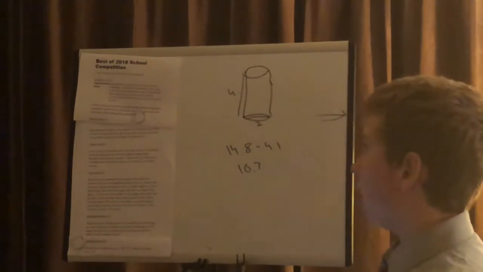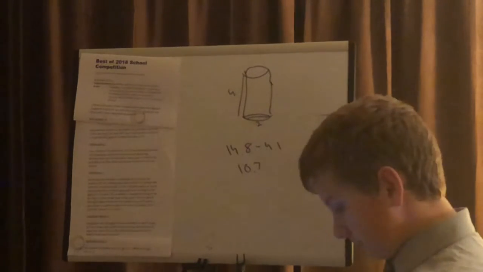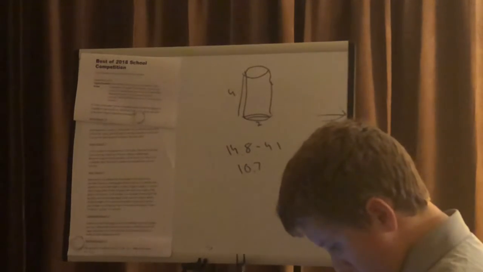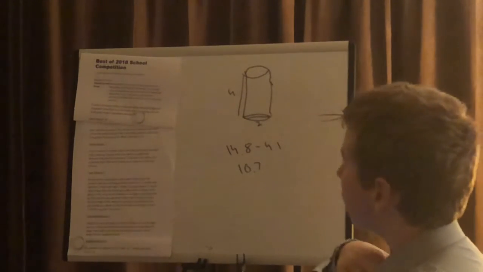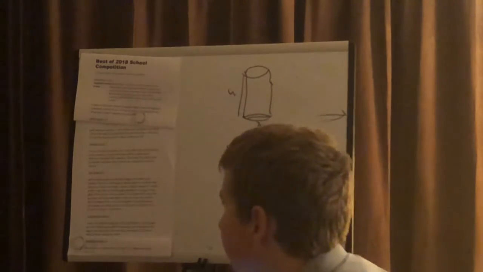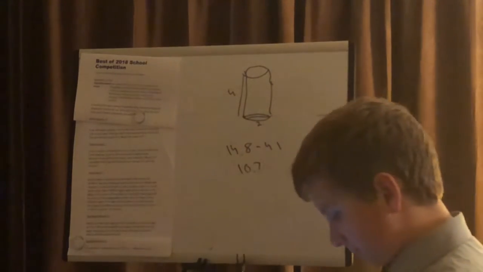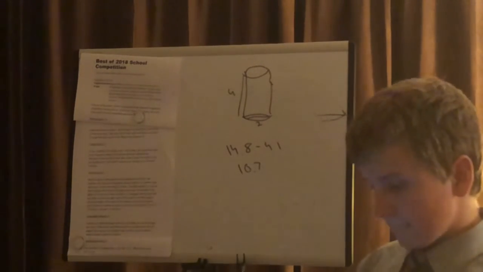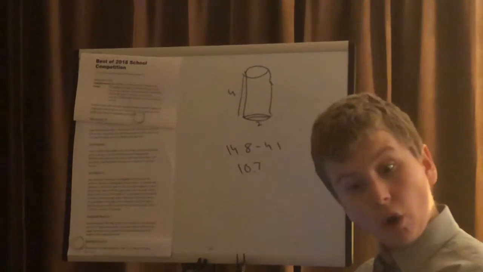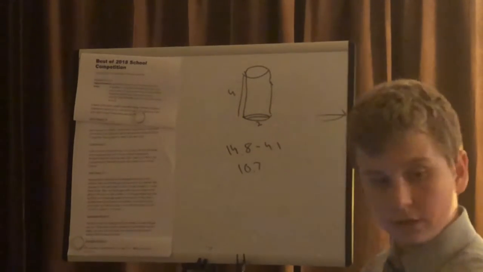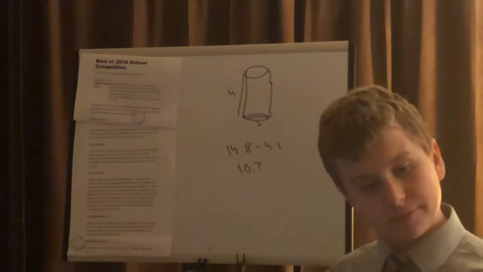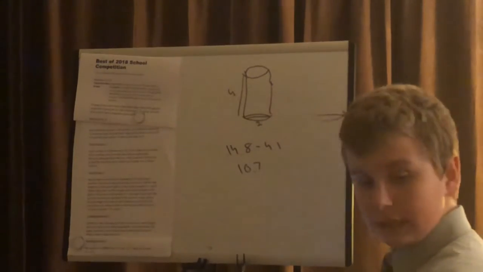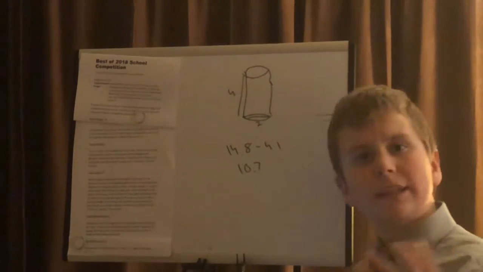Area is pi r squared of this little circle base thing. So r is 1. So we are going to have pi. And then we are going to have the height, pi, times 4. Okay? So it's going to be 4 pi cubic inches, which is about 12.56637.